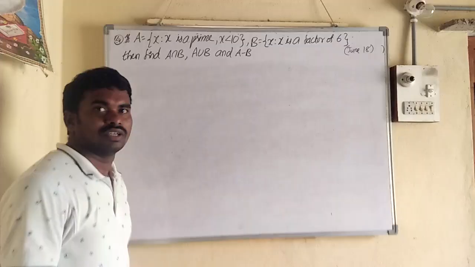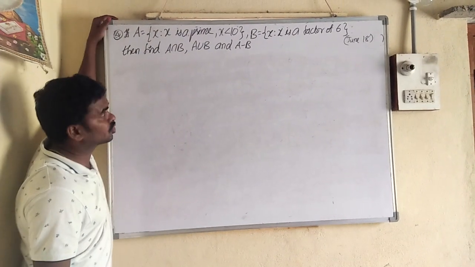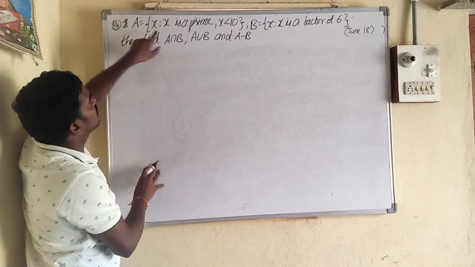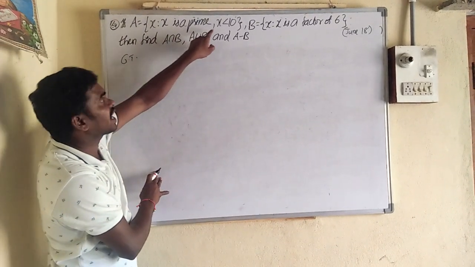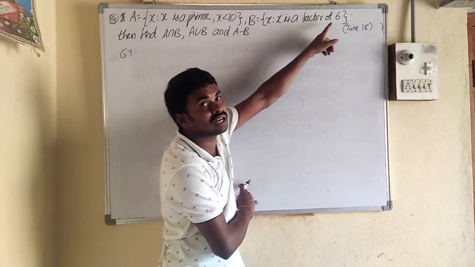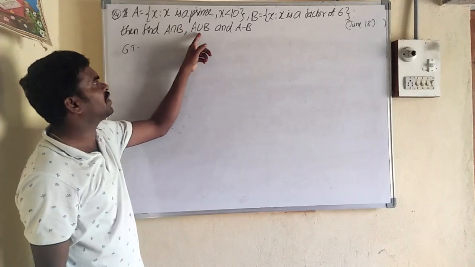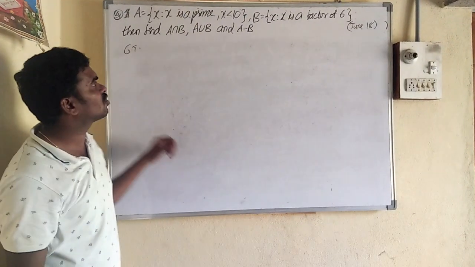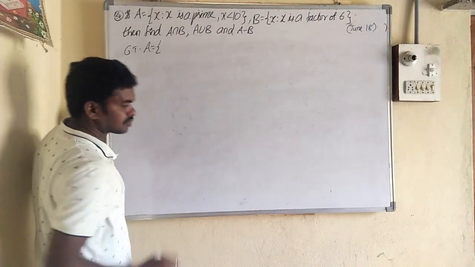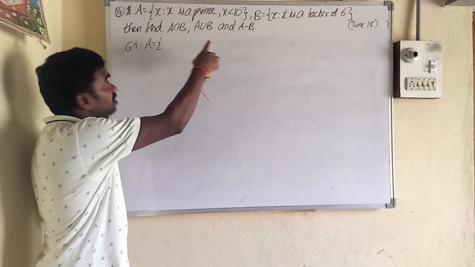Okay, now see one more question. In sets, this is the fourth question. What is the question? A equal to {x : x is a prime, x less than 10}, B equal to {x : x is a factor of 6}. We have to find A intersection B, A union B and A minus B. This is the question.